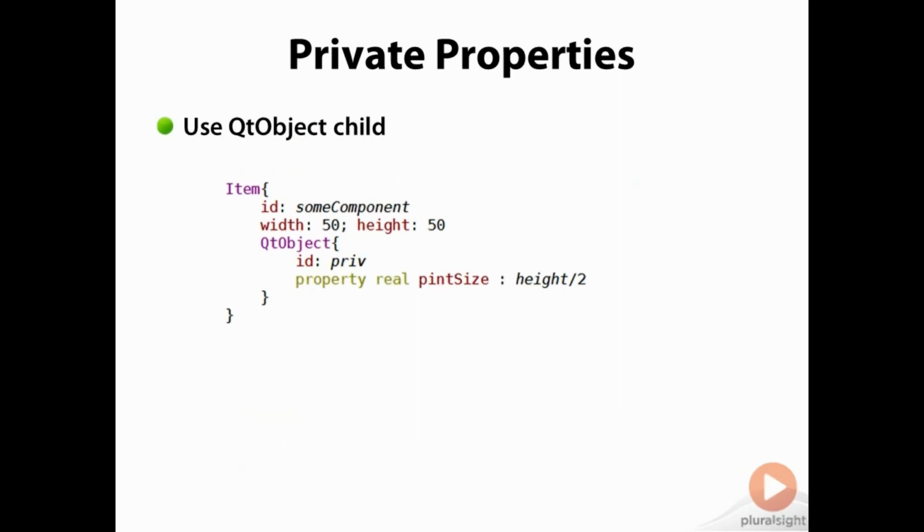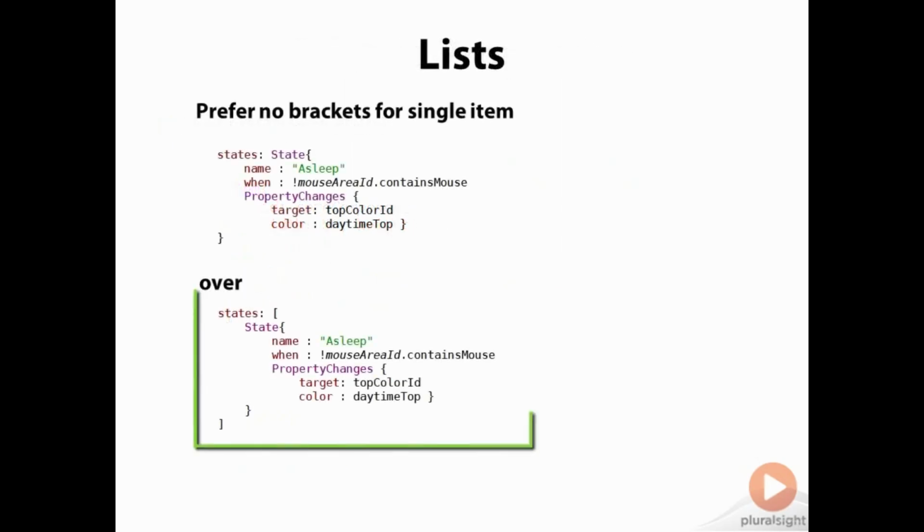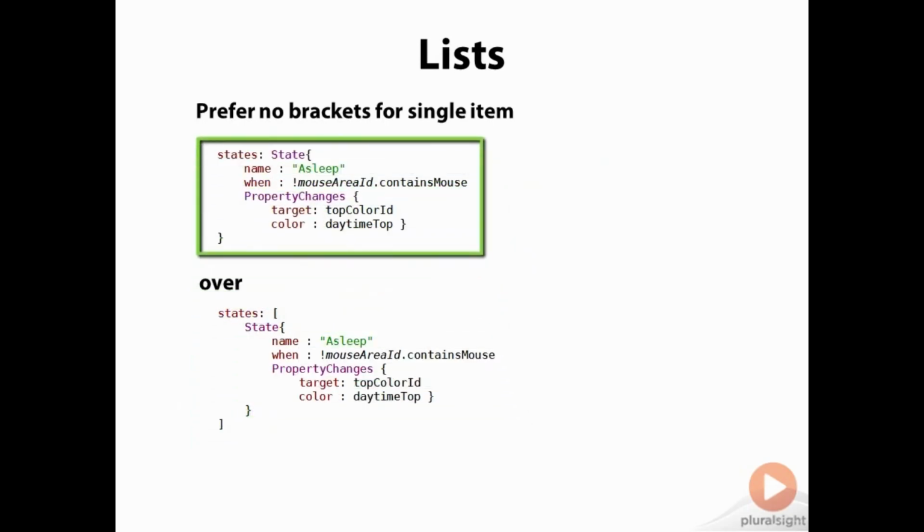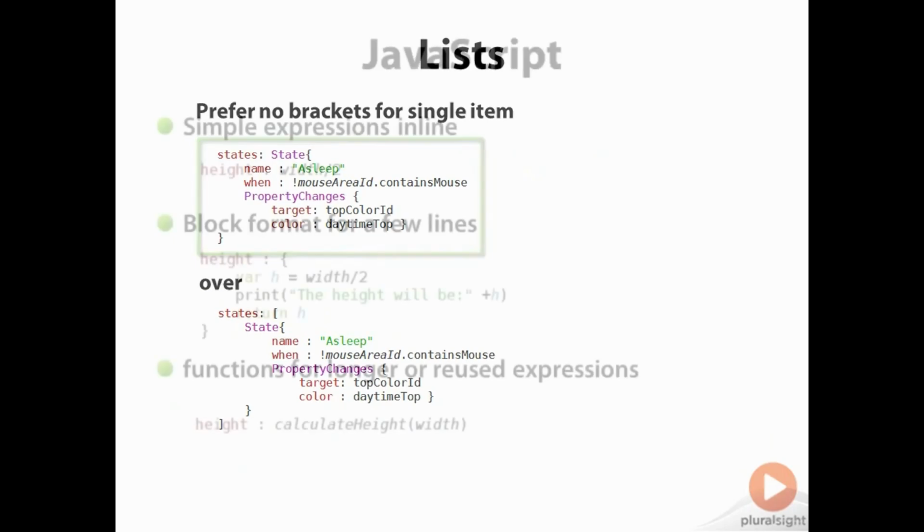There is no official private keyword for creating a private property, but you can use a Qt object and put the private properties inside the Qt object as shown here. When creating a list of one item, what to do about braces? Forget about it. Write your single statement without them.